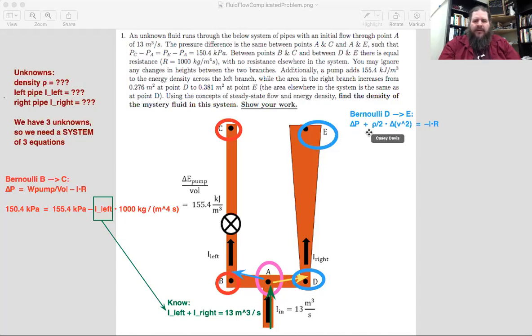And filling in what we know, we still know that the delta pressure is still going to be the same 150.4 kilopascals. That's just provided by the problem. Plus density over 2, and we don't know density, so that has to be left as an unknown. And for change in speed squared, that'll be speed at E squared, the final, minus speed at D squared, the initial, equals negative IR. And that'll be I right times the same 1,000.